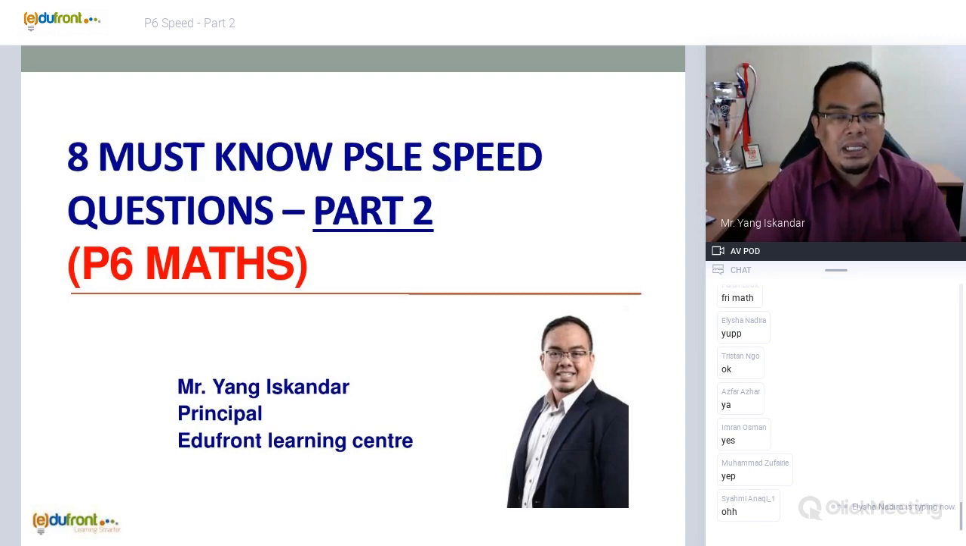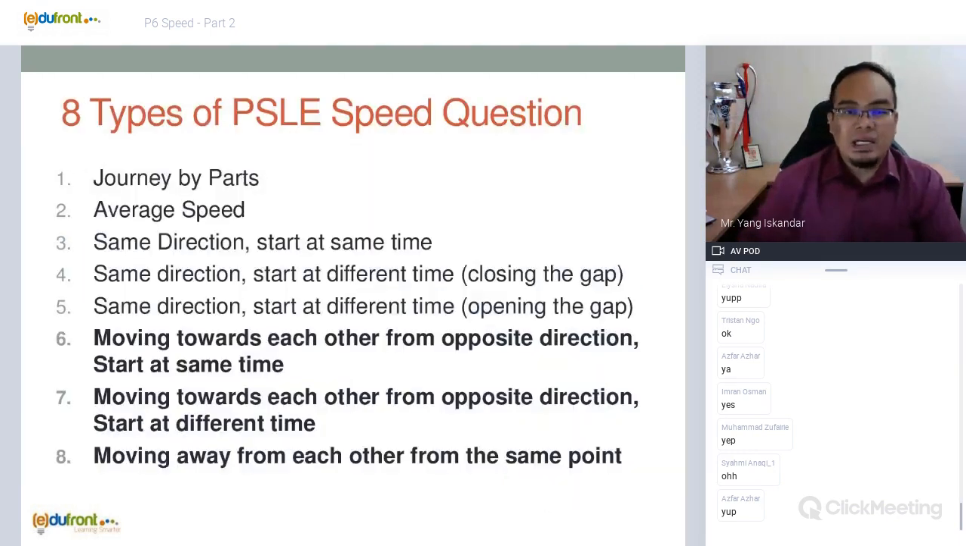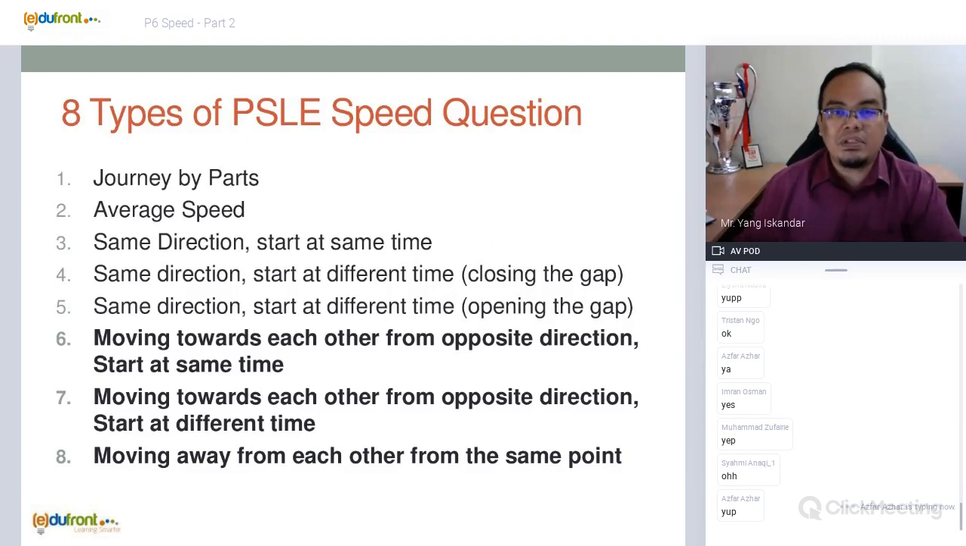In this particular session, it's a continuation of what we have done in the last lesson, which was sometime in July. In the last lesson, we covered 5 different types of speed questions. And I must say that speed questions in the PSLE are quite tough. Any question on the topic of speed is usually in paper 2 and will be worth 4 or 5 marks, sometimes 3 marks, but very rarely do you see a speed question in paper 1.